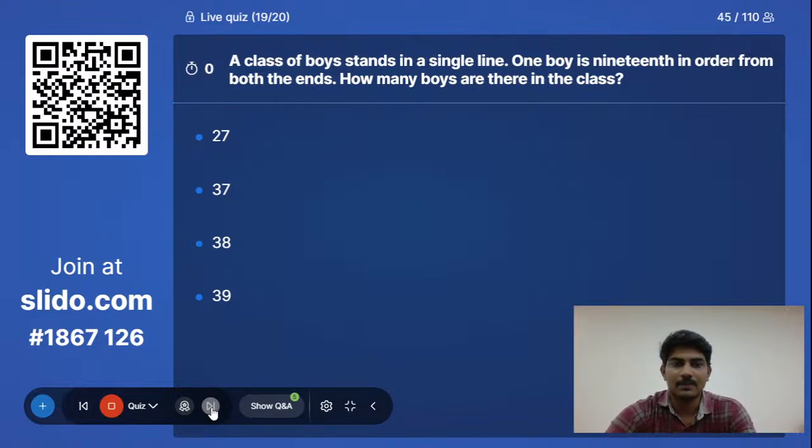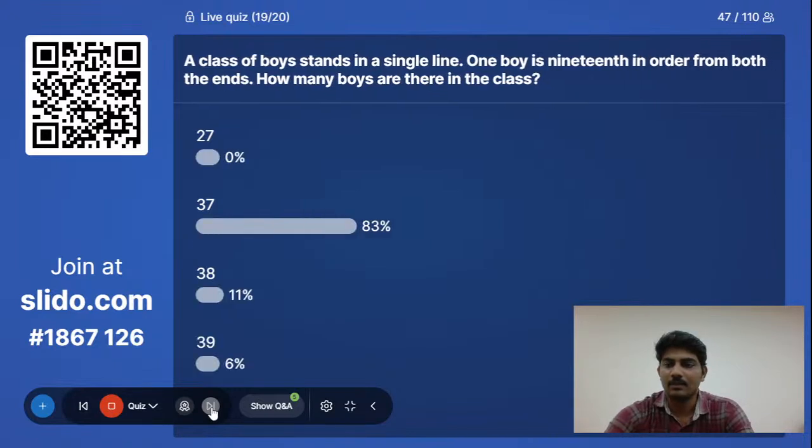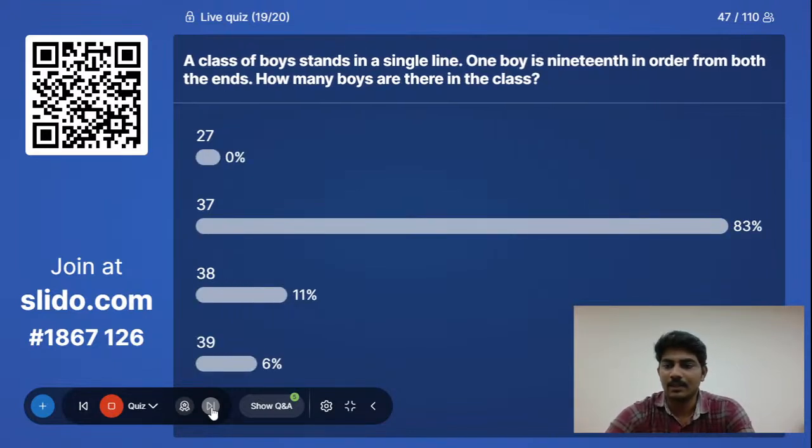I'm receiving some comments from YouTube also regarding this question. Bindu has answered the question as 38 and Prasanna has answered the question as 4. Let's see what will be the exact answer for this one. 83% of the students have answered the question as 37 and only 11% and the remaining are very small numbers. Let's see what will be the answer for this one. So those who answered 37, that is 83% of the students, have chosen the correct answer.